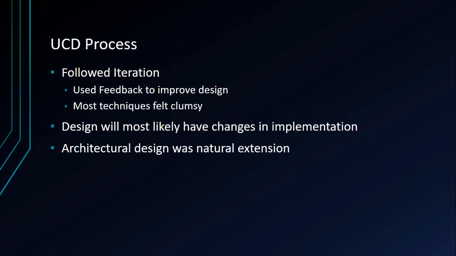Again, as I said before, we followed the iteration process. We used the feedback from various folks to improve our design. Like I said before, most of the techniques felt a little bit clumsy, but we did try to use them and implement them. We believe that at some point, as we move forward with implementation, there would be some design changes. I think that's pretty standard. I think it'd be very difficult to get everything right up front. But I think for the most part, it would stay the same. As we worked with our architectural design, I felt like it was a natural extension, and it was pretty easy to move into the class diagrams and creating the prototype code.